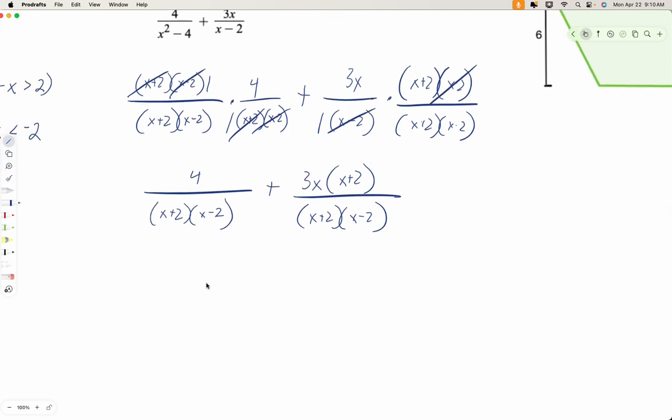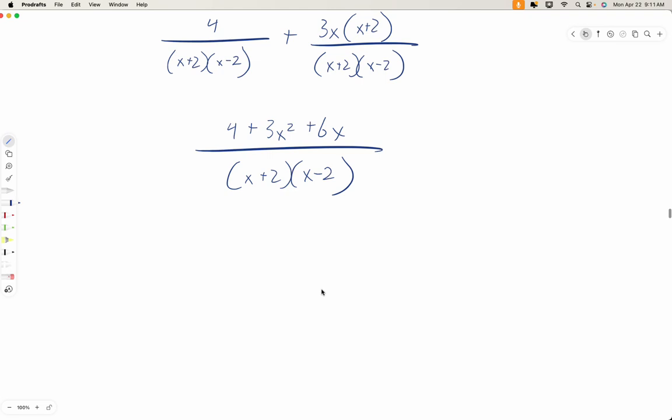So if I've got to say 4 plus 3x times x would be 3x squared, and 3x times 2 would be plus 6x. All of that over x plus 2, x minus 2. Now we have it in one term. I'm going to factor this and see if there's anything in common that we can now factor out, now that we've added everything together. But in order to do that, I've got to put this in descending order of the variable. So 3x squared plus 6x plus 4 over x plus 2, x minus 2.